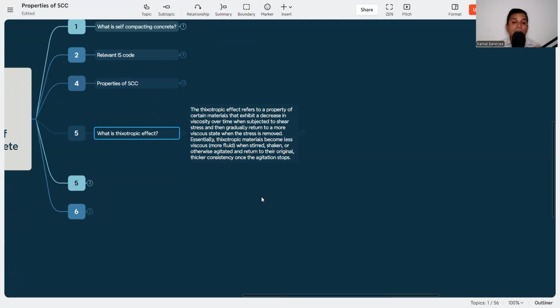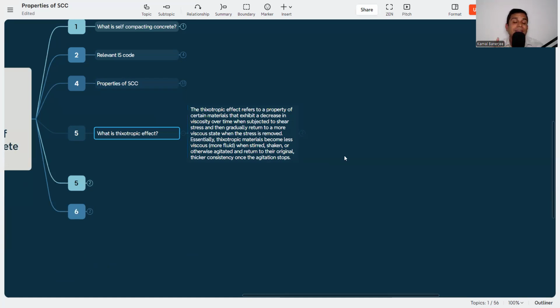That means whenever the thixotropic effect is there, it will move easily. But whenever the stress is removed, then it will become thick. So it will be more viscous, so that it will not flow. These thixotropic materials become less viscous, more fluid when stirred, shaken, or otherwise agitated, and return to their original thicker consistency when the agitation stops.